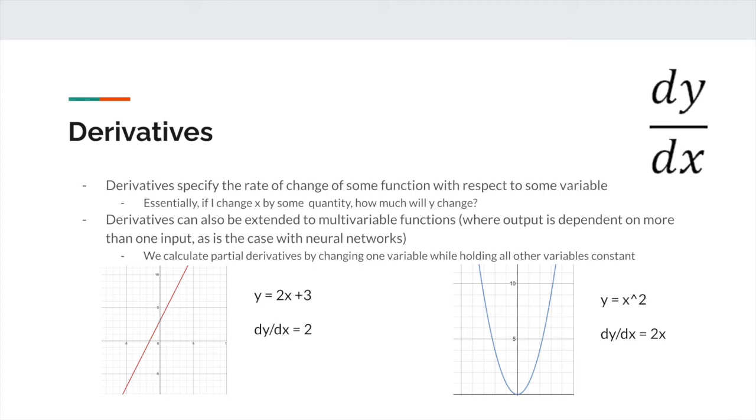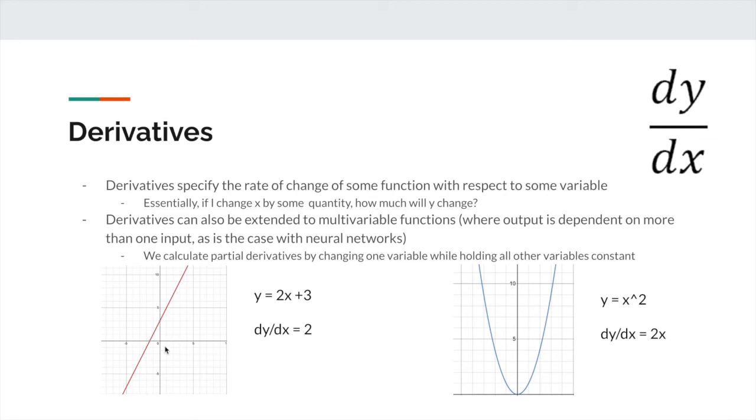But before we do that, I just want to explain derivatives. Derivatives basically specify the rate of change of some function with respect to some variable of that function. In the two-dimensional case, where you have one input variable and one output variable, one notation for derivatives is this, and a derivative says: if I change the x value by some amount, how much is the corresponding change in y?